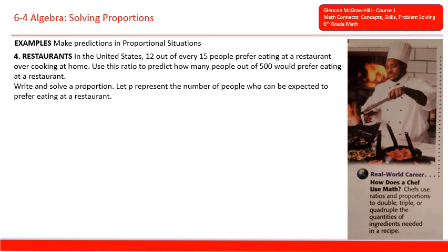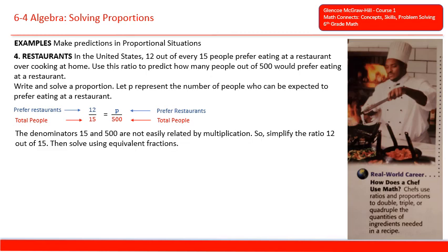Let P represent the number of people who can be expected to prefer eating at a restaurant. So let's set up the first proportion. 12 out of 15 people prefer eating at a restaurant. We need to find something proportional where P out of 500 prefer eating at a restaurant. 12 people prefer restaurants in the first one, and we don't know how many people prefer restaurants out of the 500. The denominators 15 and 500 are not easily related by multiplication. What that means is we can't multiply 15 times a whole number to get 500.